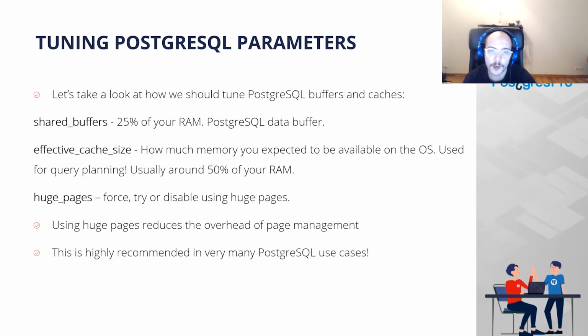So step 1, enable huge pages on the OS level. Step 2, enable it in Postgres. Once again, in a test environment, you can just try and turn it on, huge pages on, restart your Postgres instance. And if it doesn't crash, then that means we're using huge pages successfully, because with try, it won't crash if huge pages are turned off.